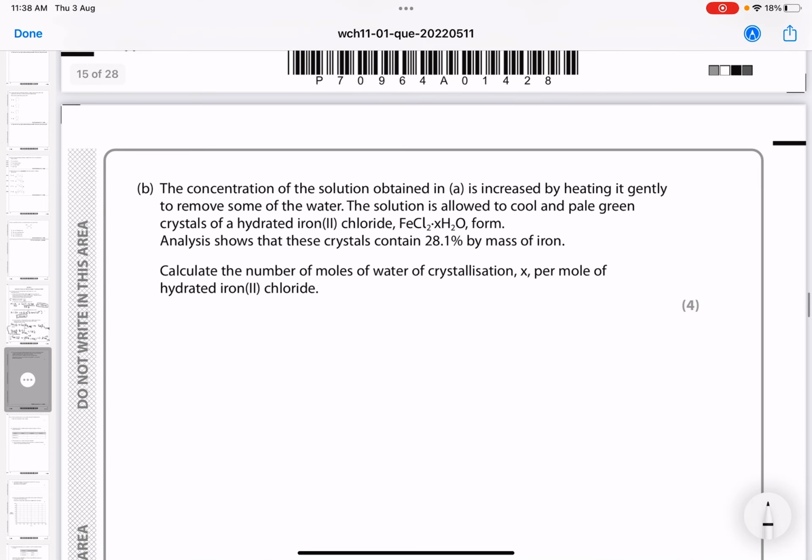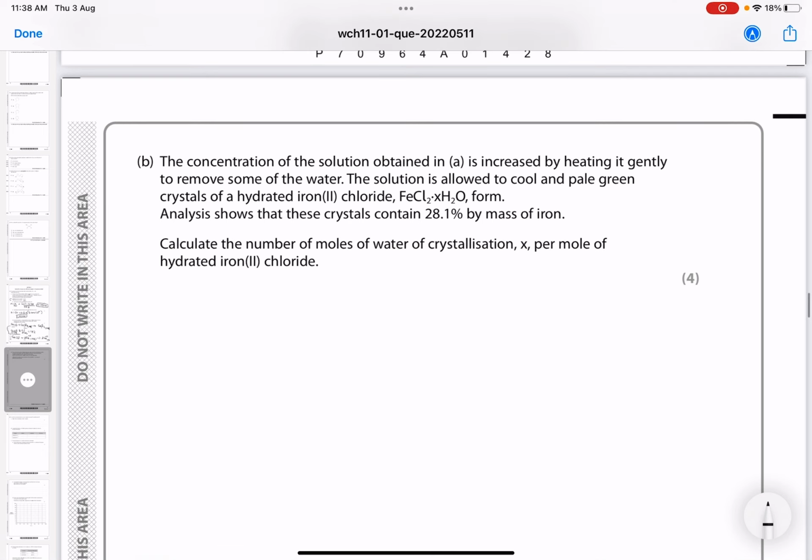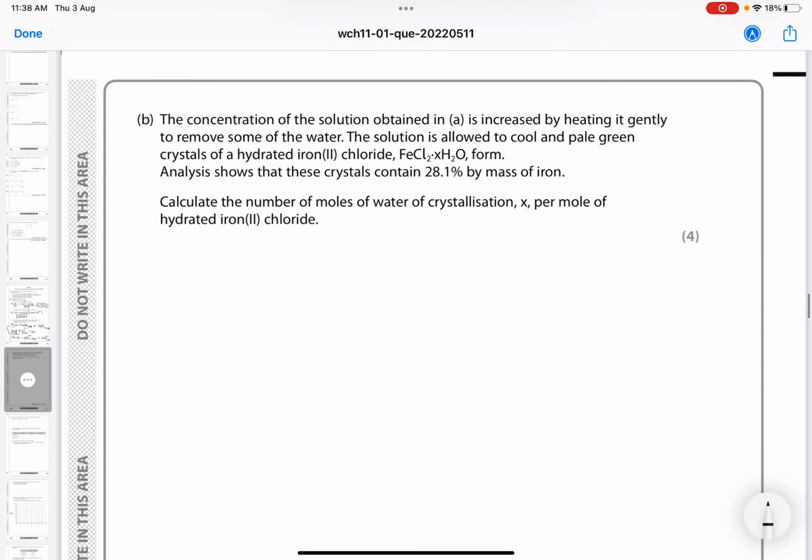Part B: the concentration of the solution obtained in A is increased by heating it gently to remove some of the water. The solution is allowed to cool and pale green crystals of hydrated iron(II) chloride, FeCl2.xH2O, form. Analysis shows that these crystals contain 28.1% by mass of iron. Calculate the number of moles of water of crystallisation, x, per mole.